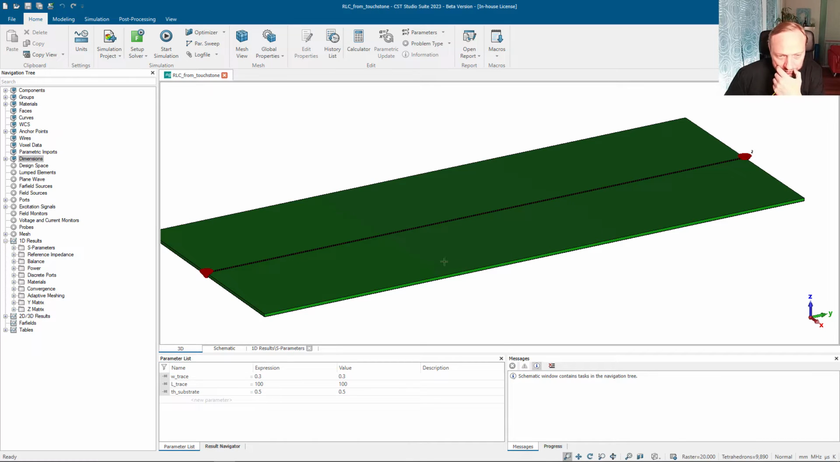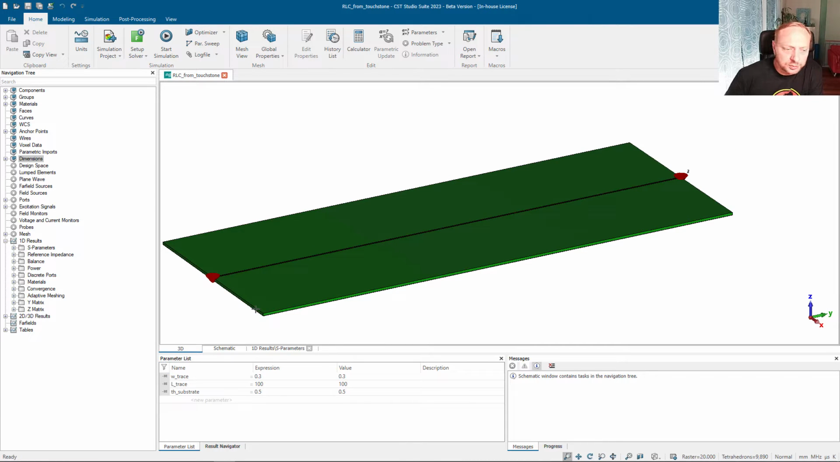So what we can do is think like this: if we put a signal here and we short this side, then we get the loop resistance or the loop inductance. If we put a signal here and open this side, we can calculate the capacitance between the trace and the ground. And I want to show you how to do this, because sometimes it's not that obvious.